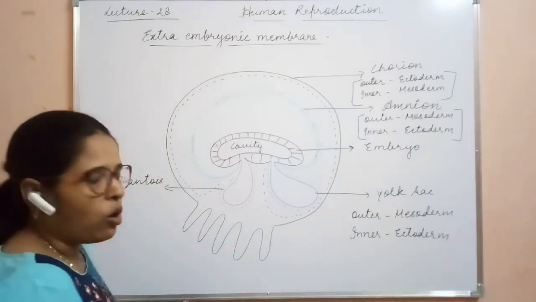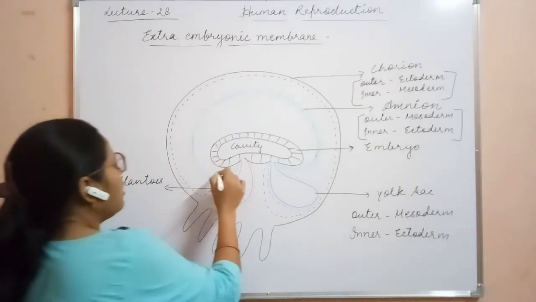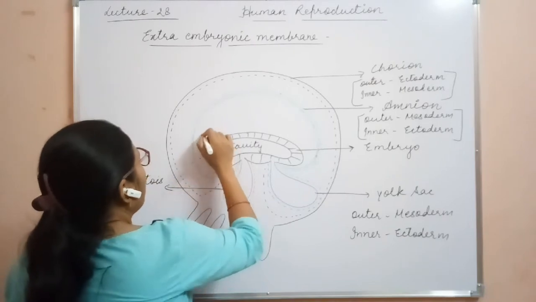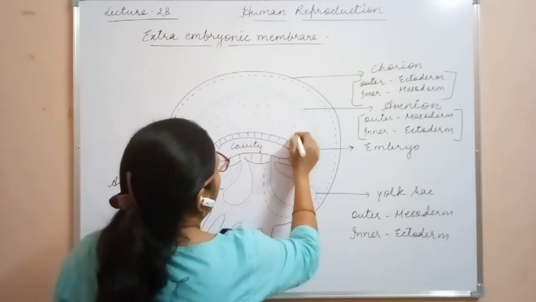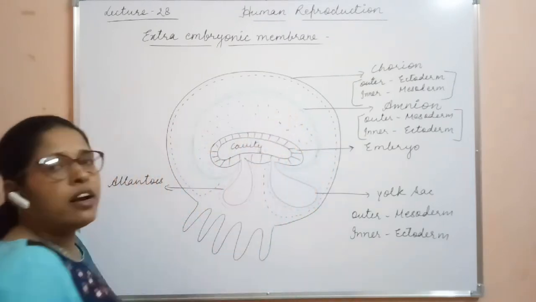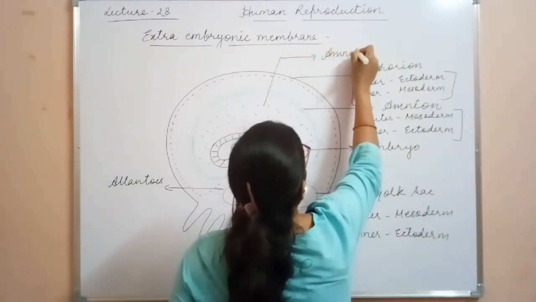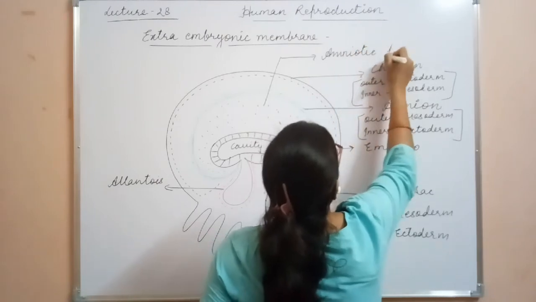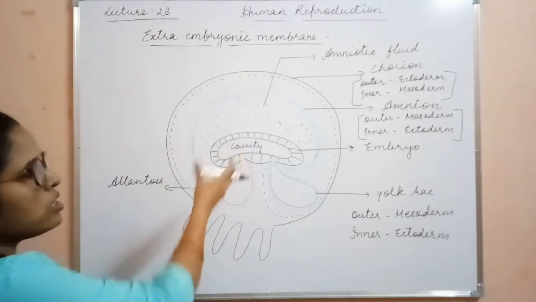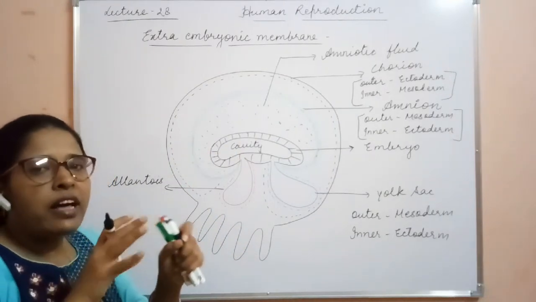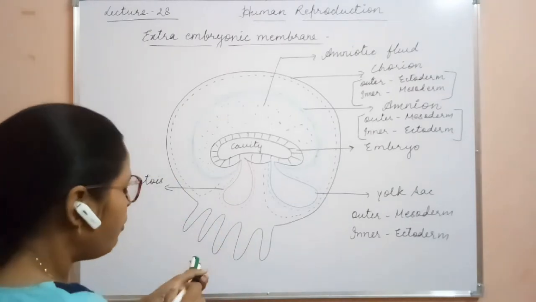Same in case of allantois. Outer one is mesoderm and inner one is the ectoderm layer. Here is the amnion, this is the amniotic cavity, and this amniotic cavity is filled with a fluid. The fluid is called amniotic fluid. It is the fluid which provides buoyancy to this fetus. Now it provides the aqueous medium for the fetus for the movement or for the floating.